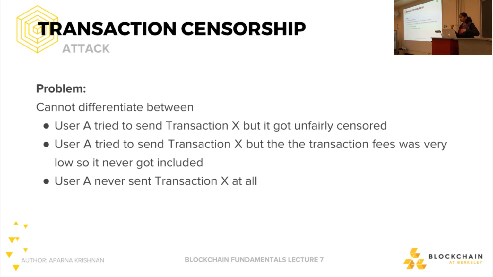So this leads us into transaction censorship attacks. The problem here is you cannot differentiate between each of these three situations. So you cannot tell apart if Gloria tried to send a transaction of 5 Bitcoin and got unfairly censored, or Gloria tried to send a transaction of 5 Bitcoin, but the transaction fee was so low that it never got included, or Gloria never even sent this transaction of 5 Bitcoin and she's just falsely claiming that it got censored.